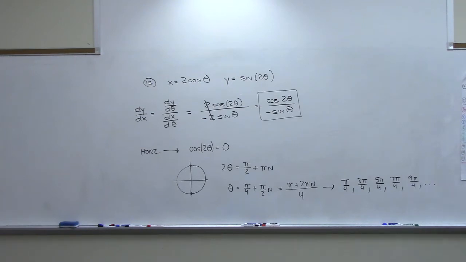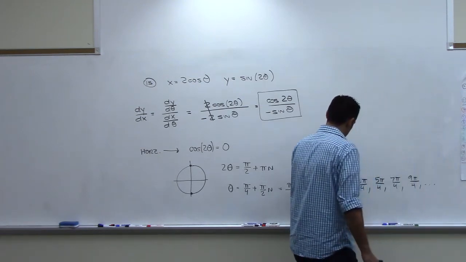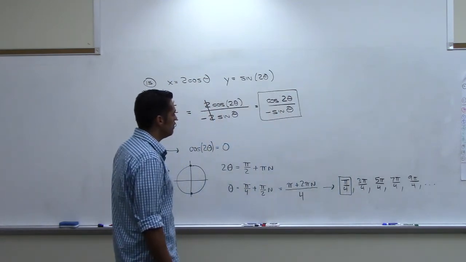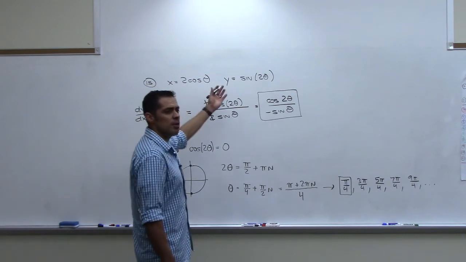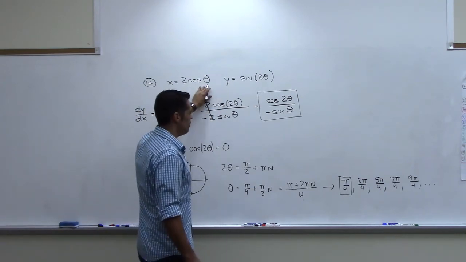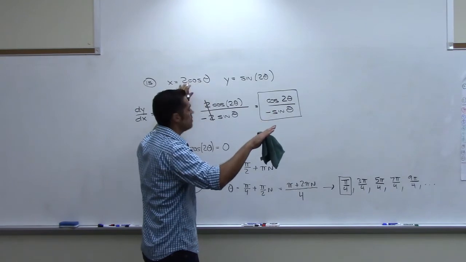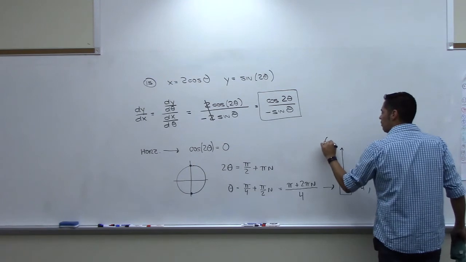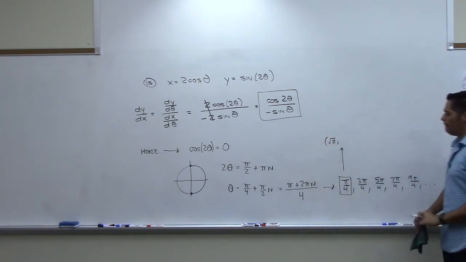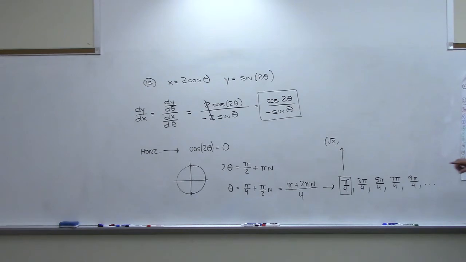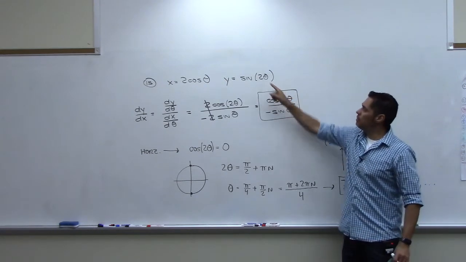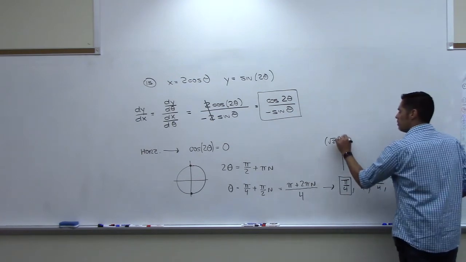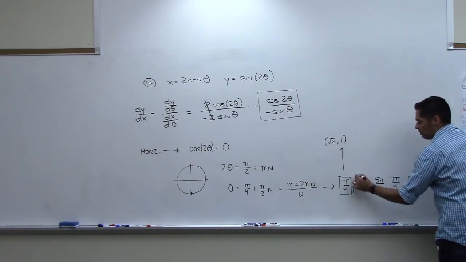So let's plug pi over 4 into what? Thetas? Yes, but where? At the original, right? Because I'm trying to find the points. So what is cosine of pi over 4? Root 2 over 2 times 2 is root 2. So corresponding to this one, I get root 2 for the x. What about for the y? So plug pi over 4 in here. You get pi over 2, which is 1. Sine of pi over 2 is 1.